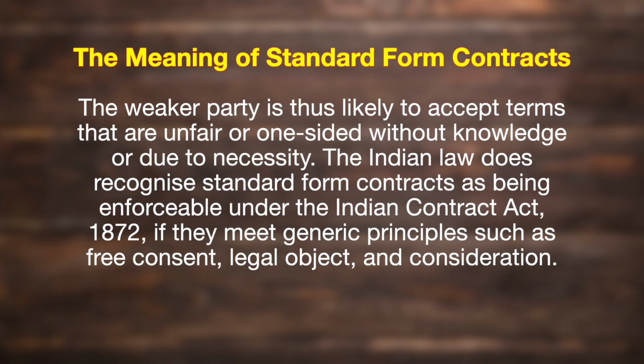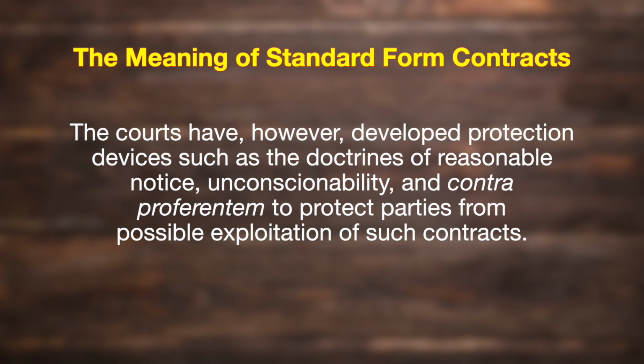The Indian law does recognize standard form contracts as being enforceable under the Indian Contract Act of 1872 if they meet generic principles such as free consent, legal object and consideration. The courts have, however, developed protection devices such as the doctrine of reasonable notice, unconscionability and contra proferentem to protect parties from possible exploitation of such contracts.